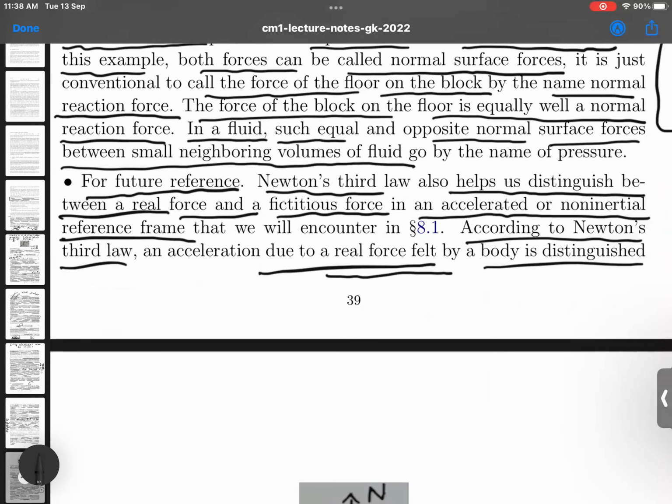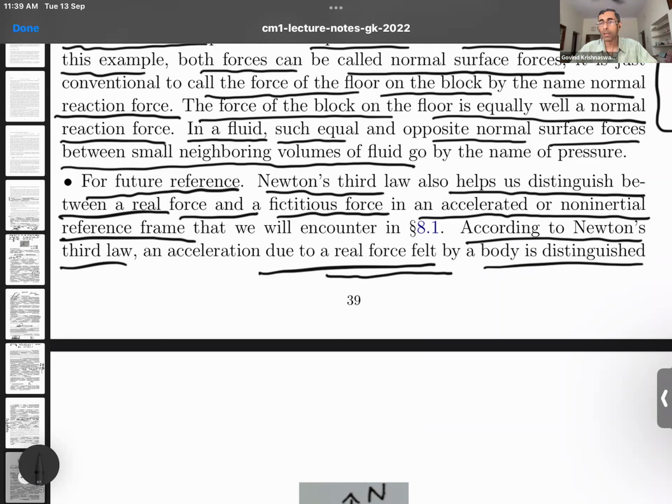Is the centrifugal force here? No, a centrifugal force is also a fictitious force. That too. The centrifugal force is the force a rotating object feels towards the center, right? No. Centrifugal force is a force as observed in a rotating frame.